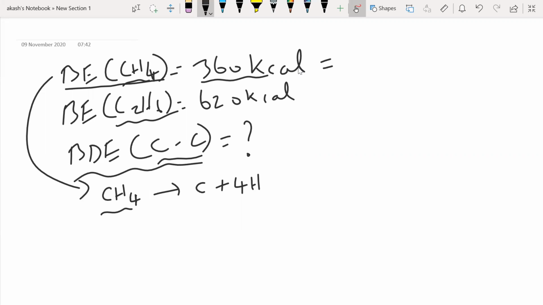Now tell me, if the bond enthalpy of CH4 is this much, there is only one type of bond here in CH4, that is my CH bond. Now, how will I equate it to bond? How will I write this in terms of bond dissociation energies? Tell me.